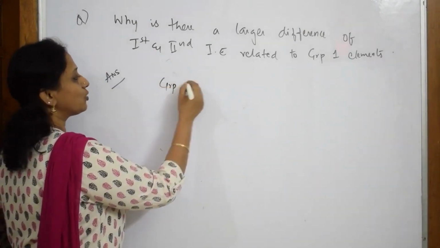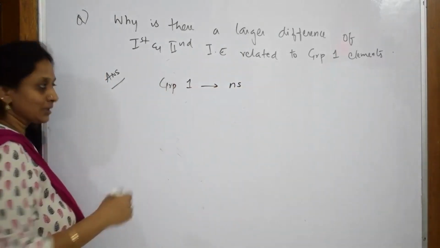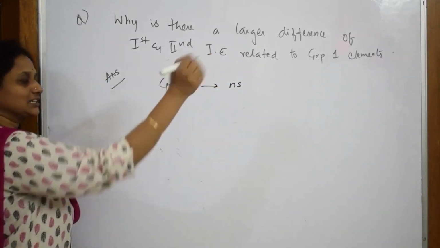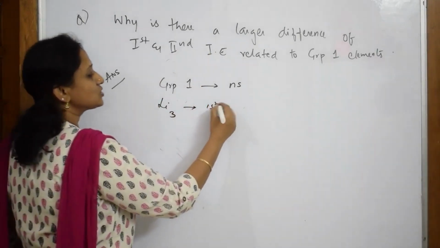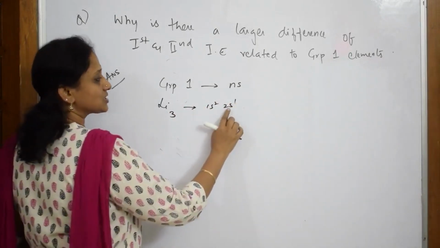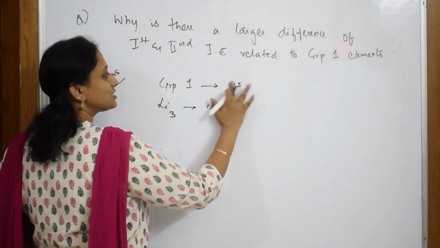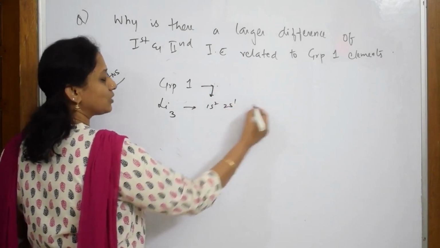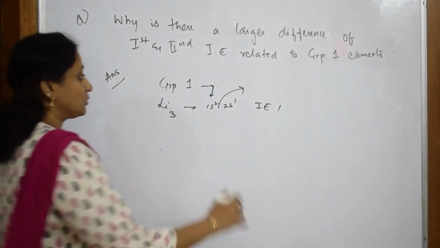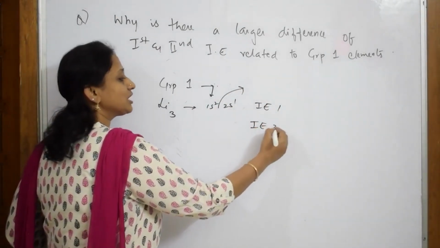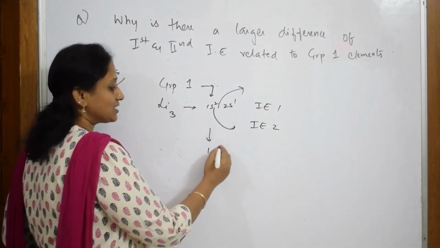So when I take group 1, what is the configuration? It is the first group, that is your 1A group. A simple example, if I take lithium, atomic number 3, it is 1s2 2s1, right? So this is your configuration. I'm going to use ionization enthalpy 1 and take out this electron. After that I'm going to use ionization enthalpy 2 and take out one electron from here. So finally what happens, I get 1s1.